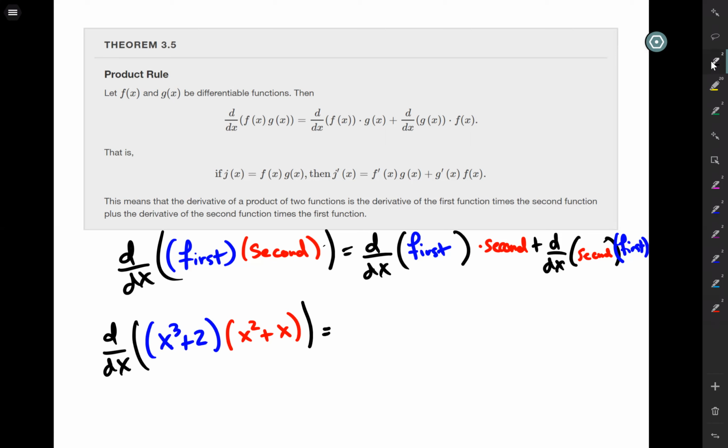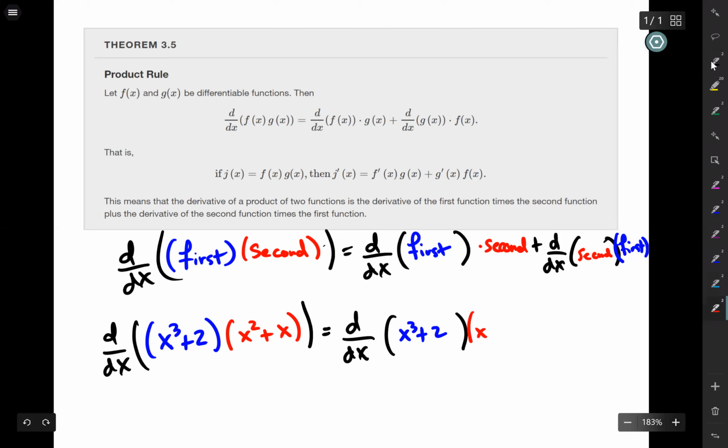So this product rule is actually a good time saver because it says I can just take the derivative of the first, times the second, just leaving it alone. So that's x squared plus x. And then I can take the derivative of the second, which was x squared plus x, times the first. And that was x cubed plus 2.